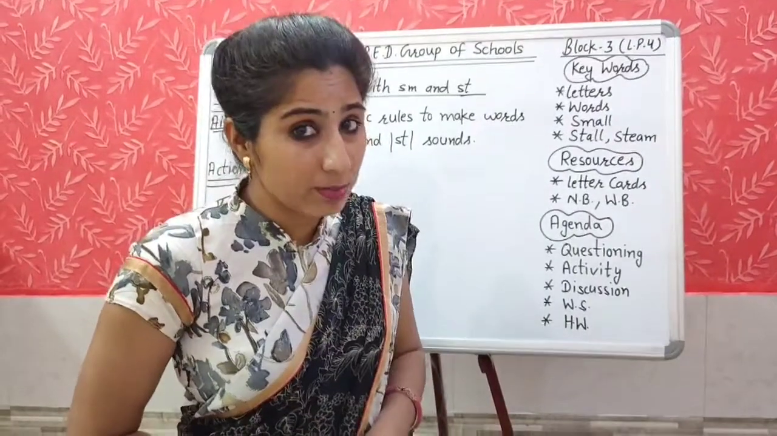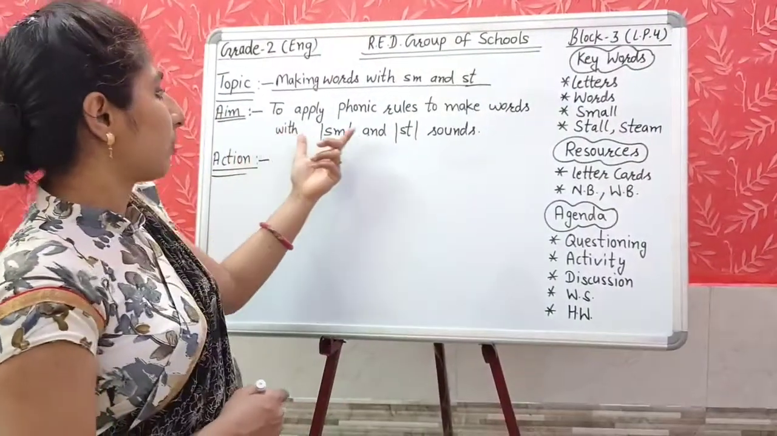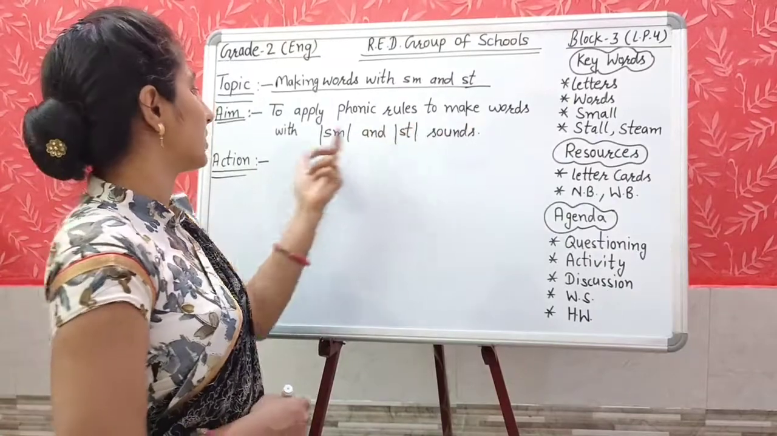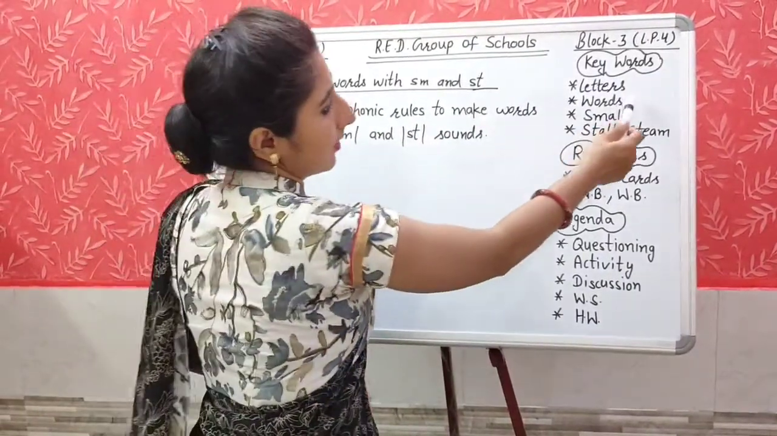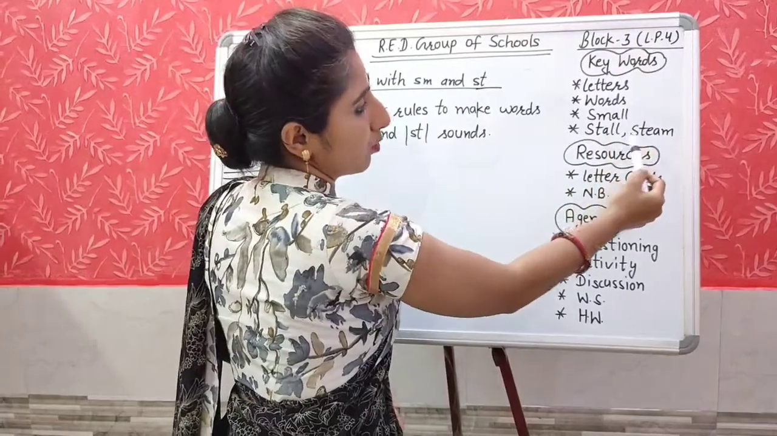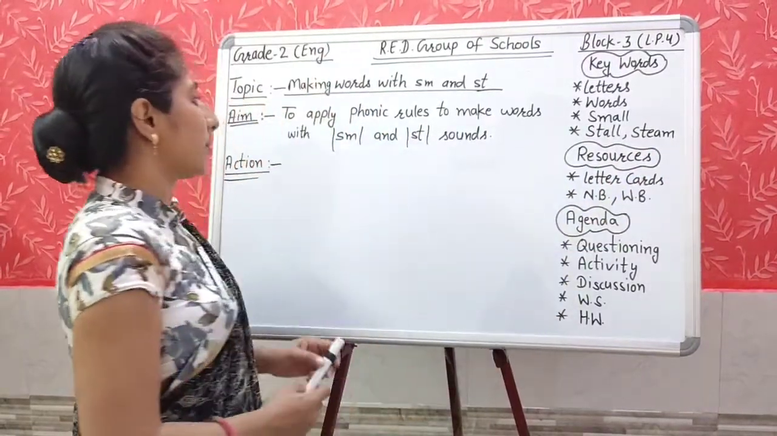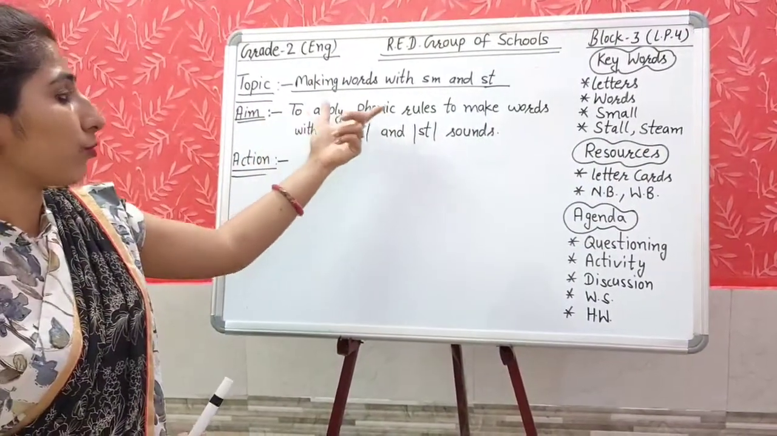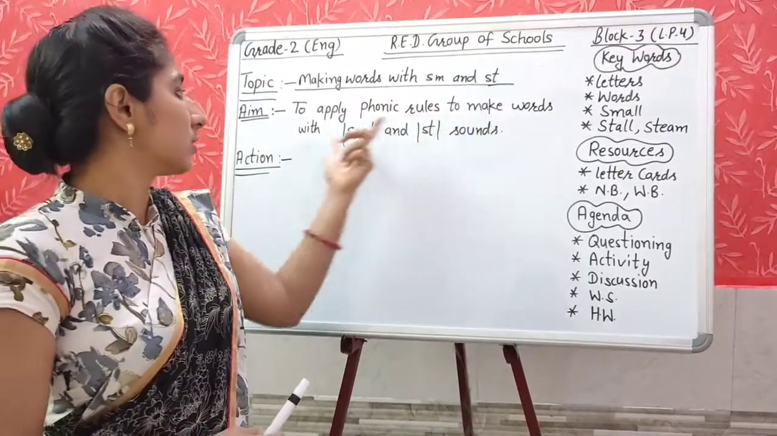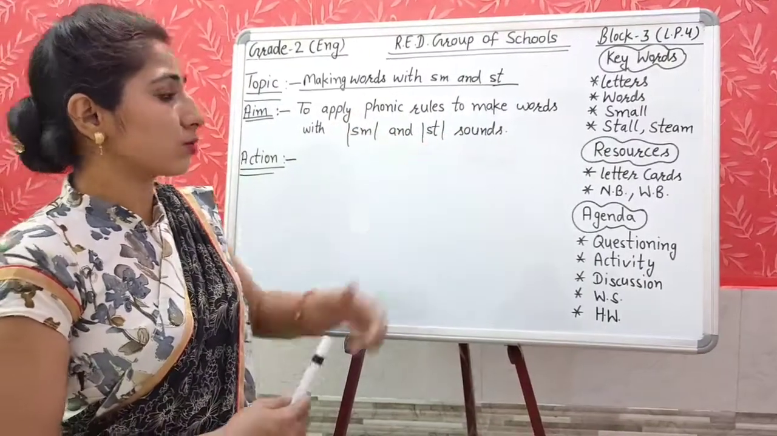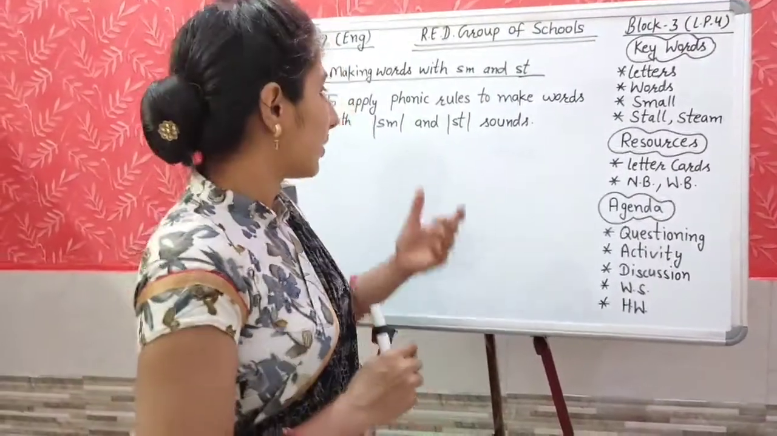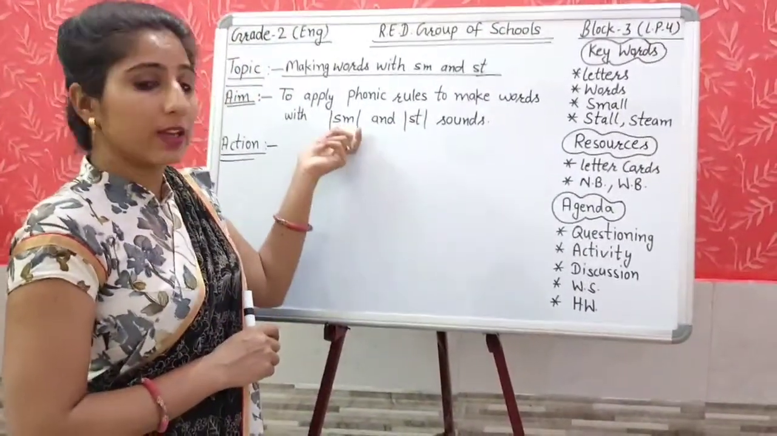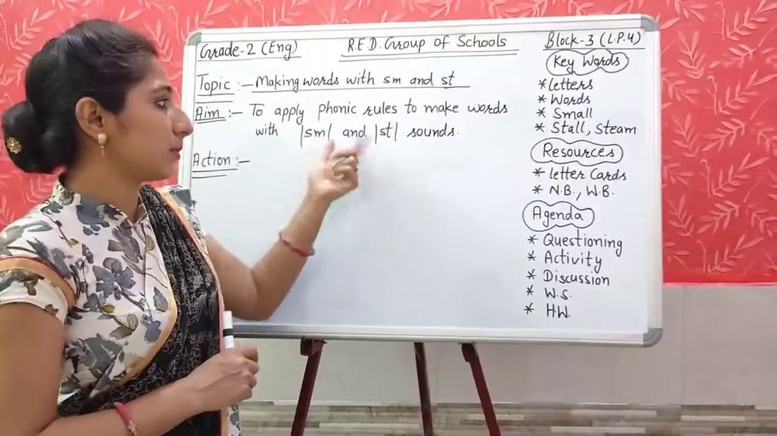And what is our aim today? To apply phonic rules to make words with SM and ST sounds. And the keywords are letters, words, small, stool, steam. What is our aim? To apply phonic rules to make words with SM and ST sounds. Okay, I think all have understood that we are going to make words with the help of these letters SM and ST.